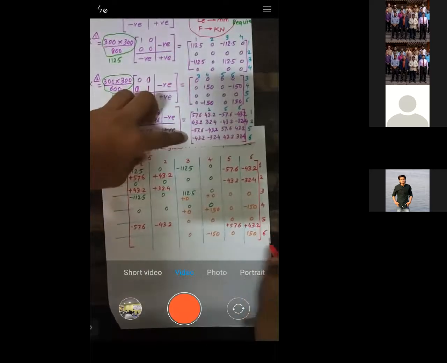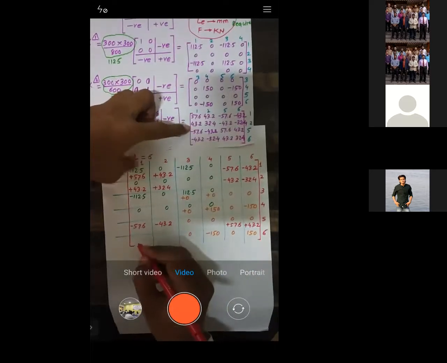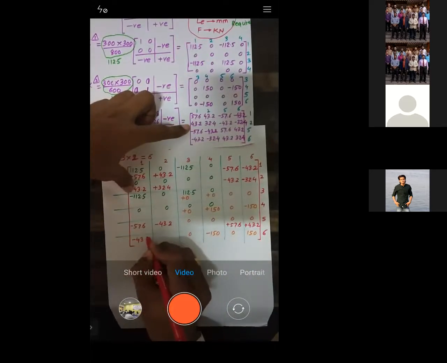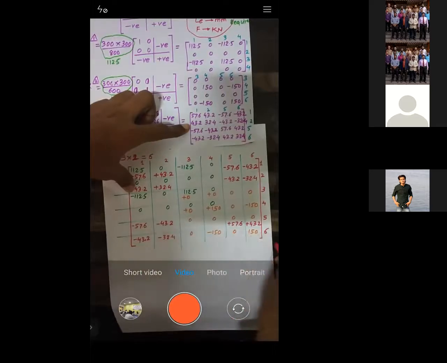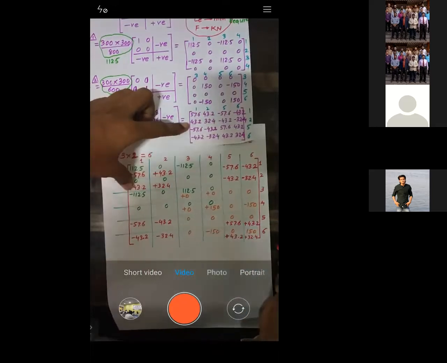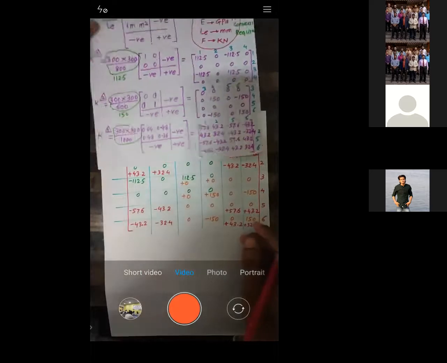Right. Then here, sixth row, first column, minus 43.2. Sixth row, second column, this is minus 32.4. Sixth row, fifth column, plus 43.2. Sixth row, sixth column, plus 32.4. Right. So this is how we got the matrices.